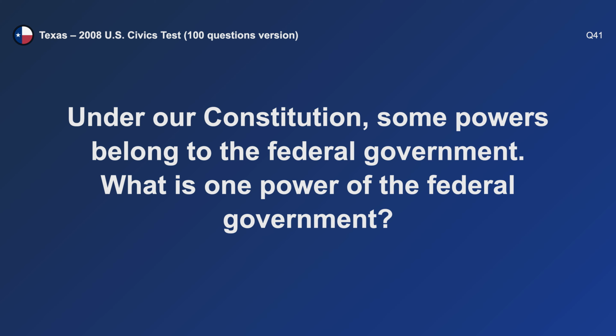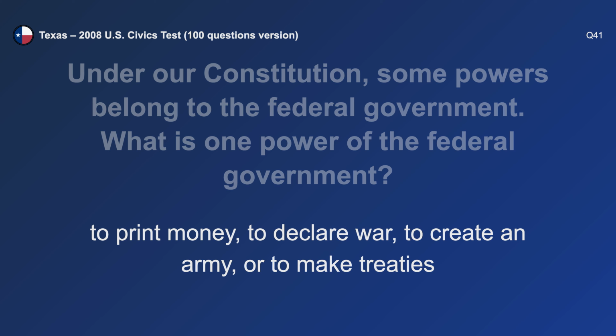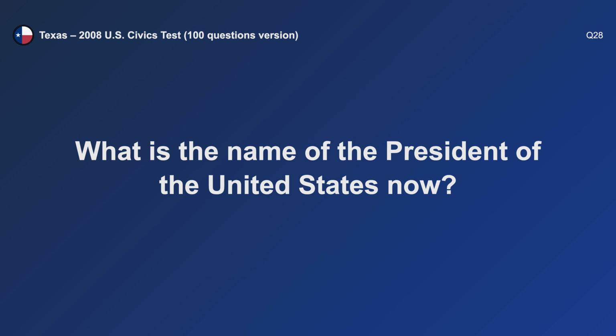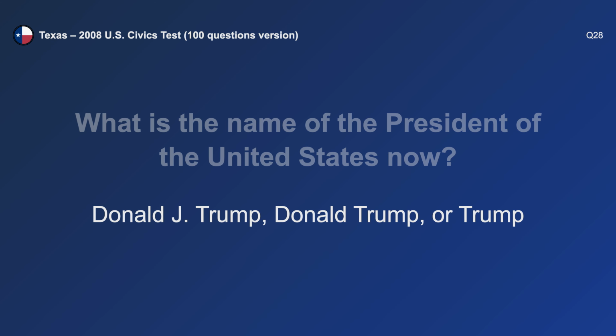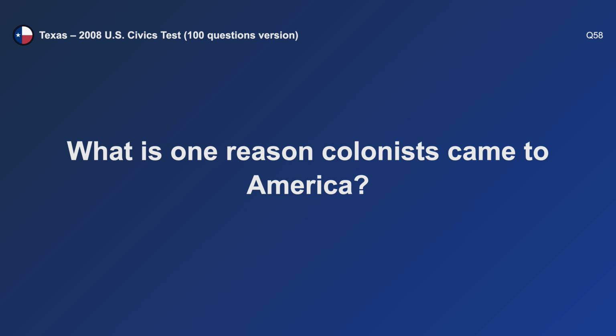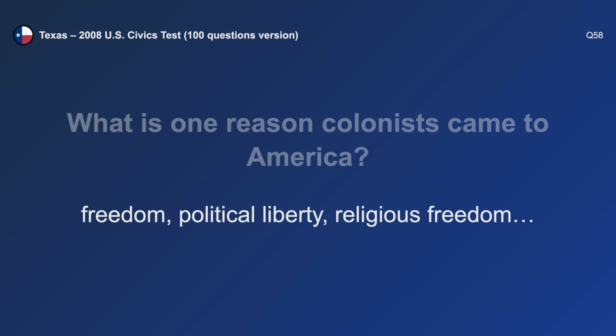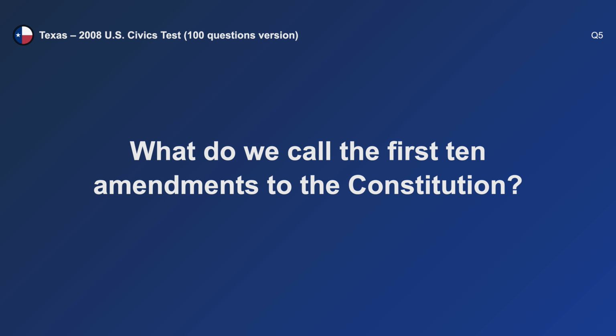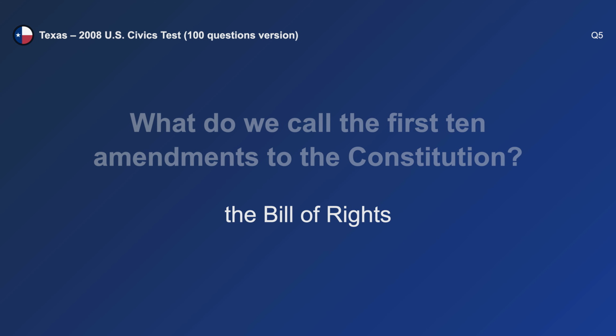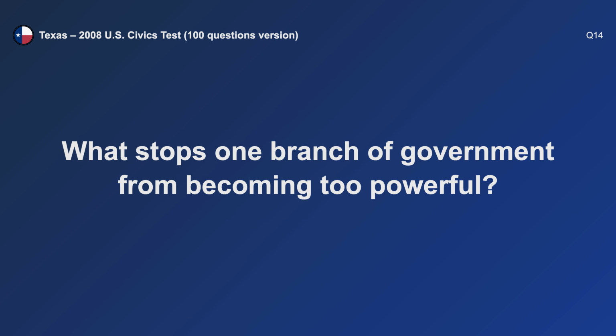What is one power of the federal government? To print money. What is the name of the President of the United States now? Donald Trump. What is one reason colonists came to America? Freedom. What do we call the first 10 amendments to the Constitution? The Bill of Rights.